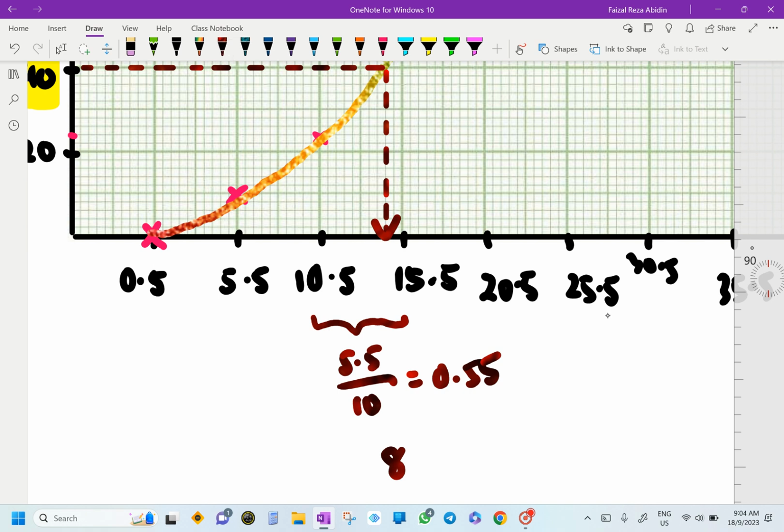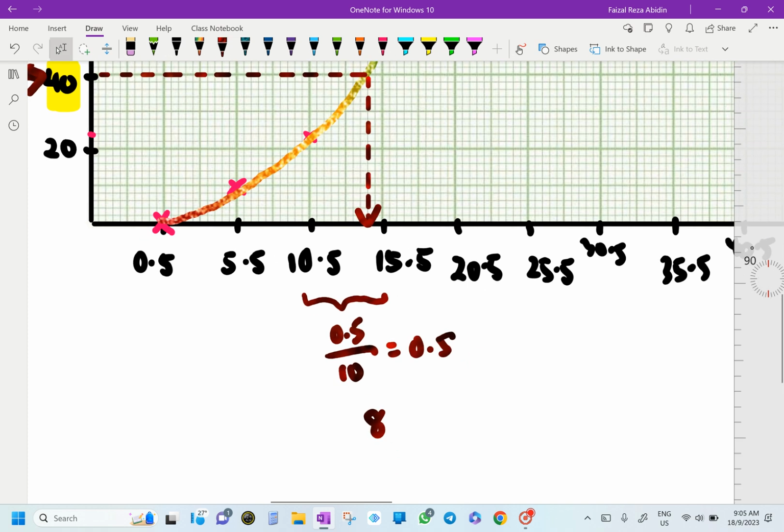Sorry. 5 divided by 10 is going to be 0.5, right? Okay, 0.5 is going to be for 1 square. Now it depends on your graph. Maybe some of you got 7, maybe some of you got 8, maybe some of you got 6. 6, 7, 8 can be.